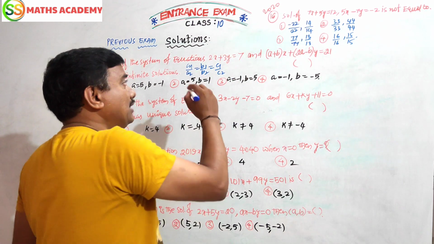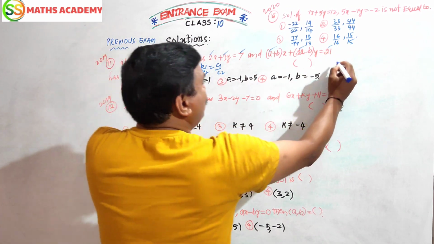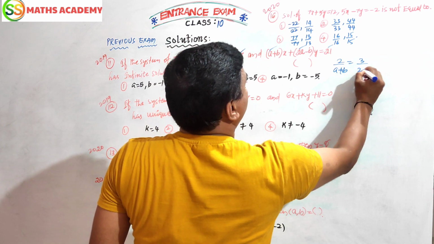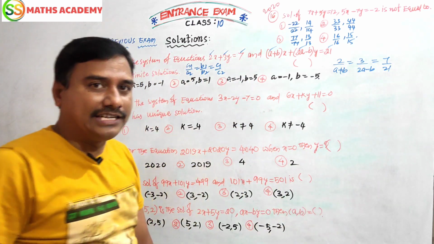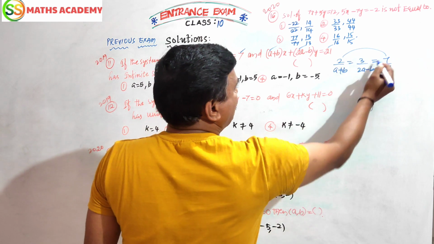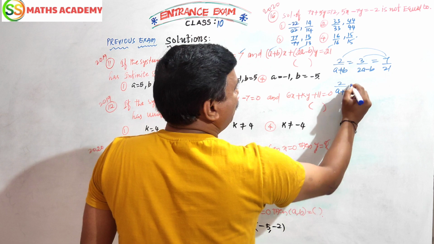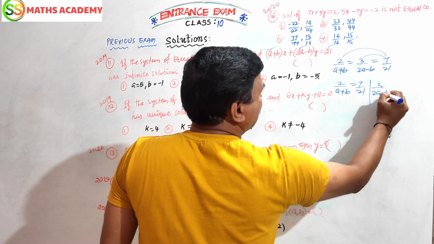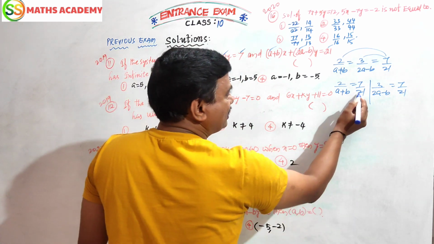Infinite solution. Here a1, b1, c1, a2, b2, c2. Write down a1 by a2, b1 by b2 and c1 by c2. Clear? Friends, here you should observe, you have to compare it like this: 2 by a plus b equals 7 by 21, 3 by 2a minus b equals 7 by 21. I am comparing between these two equations.